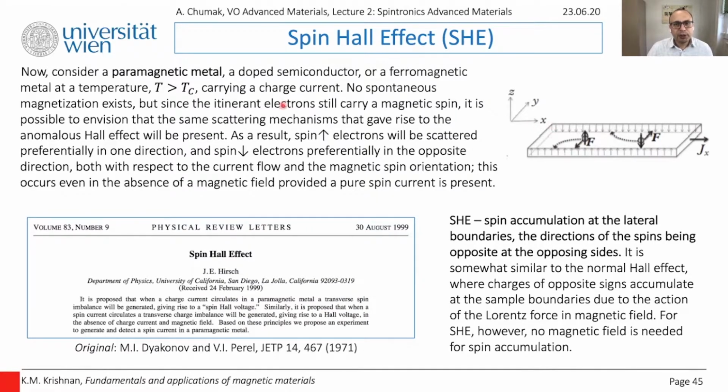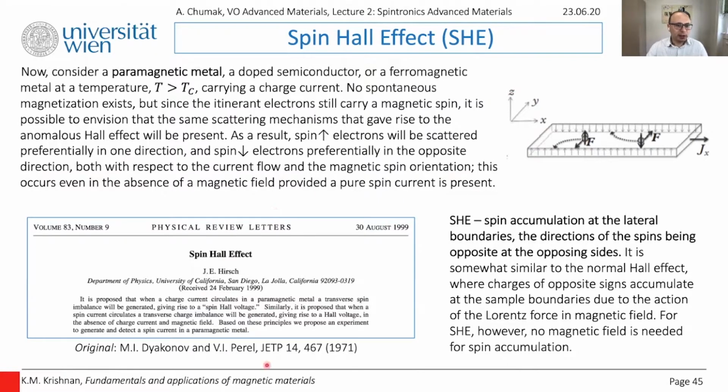A description is given here. As I said, as a result, spin up electrons will be scattered preferentially in one direction, the spin down electrons preferentially in the opposite direction, both with respect to the current flow and the magnetic spin orientation. So we of course have to take into account all possible spin orientations, but here we're discussing only electrons which are spin up and spin down. So we choose our axis Z in the direction.